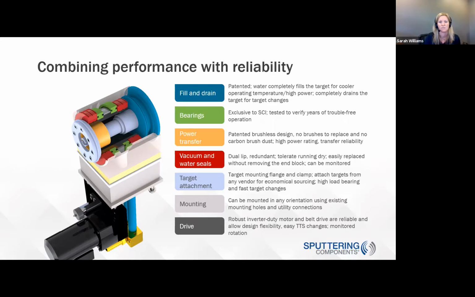With the target attachment, the target mounting flange and clamp are included, and you can attach the targets from any vendor, and they have high load bearing, and you can do fast target changes in around 10 minutes or so. The M blocks can be mounted in any orientation. I already mentioned they can use existing mounting holes and utility connections. And then we use a robust inverter duty motor and belt drive, which is reliable and allows design flexibility.